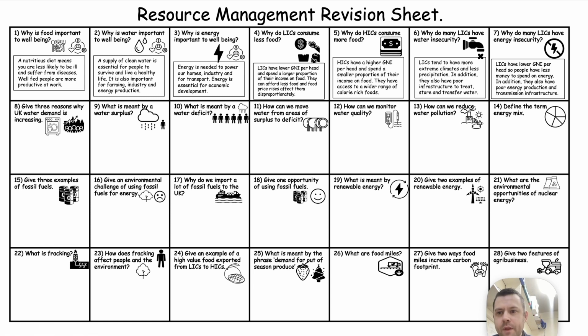Right, next one. Give 3 reasons why UK water demand is increasing. There are 3 reasons that you need to be aware of. The first one is the rising population. If there are more people, there's going to be more water demand. The UK's population is rising. Some of it is due to natural increase, the birth rate being higher than the death rate. However, a lot of it is due to international migration.